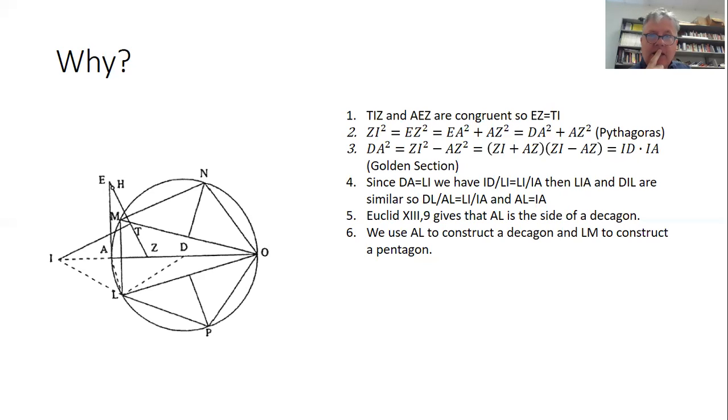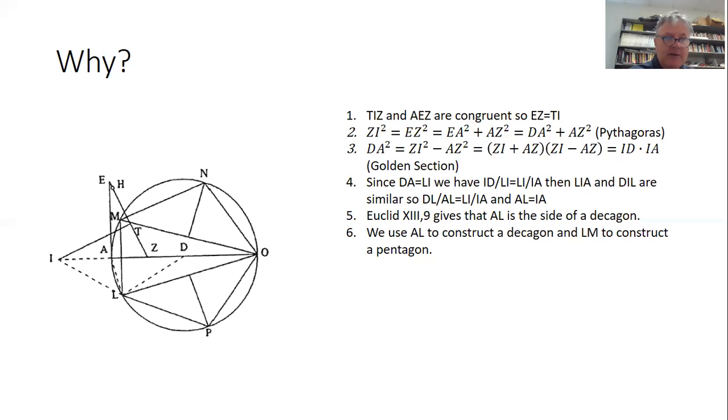And so we get ZI squared can be written as DA squared plus AZ squared. And so we solve for DA squared. So DA squared equals ZI squared minus AZ squared. We've got a difference of two squares, so we can write that as ZI plus AZ times ZA minus AZ. And when we look at what that means, we see that DA squared equals ID times IA. And there's our golden section right there. So we've taken that line IZ and we've cut it into the golden section.